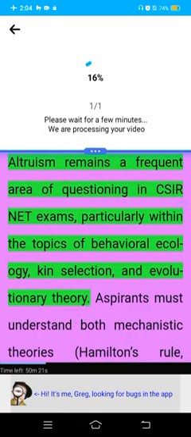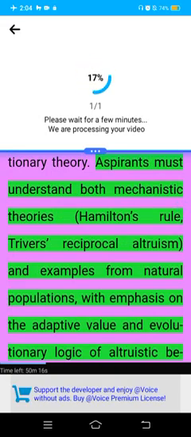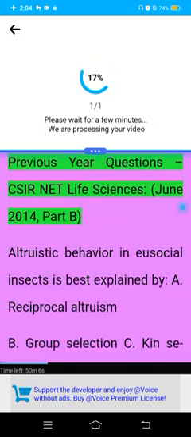Altruism remains a frequent area of questioning in CSIR Net exams, particularly within the topics of behavioral ecology, kin selection, and evolutionary theory. Aspirants must understand both mechanistic theories, Hamilton's rule, Trivers' reciprocal altruism, and examples from natural populations, with emphasis on the adaptive value and evolutionary logic of altruistic behaviors.